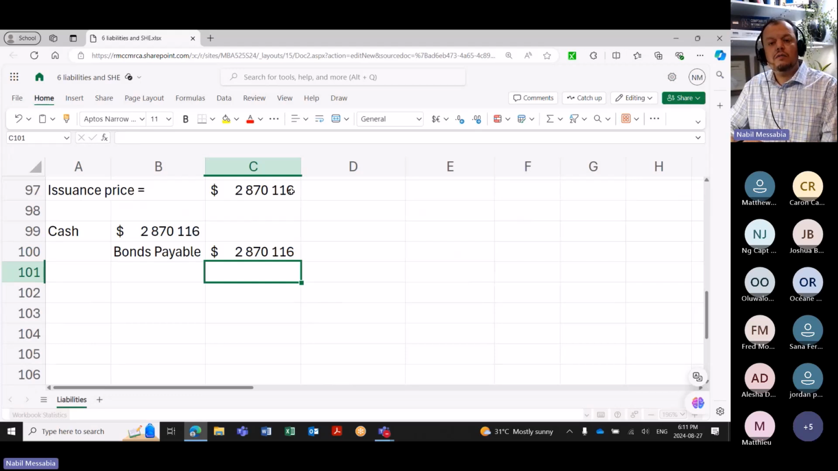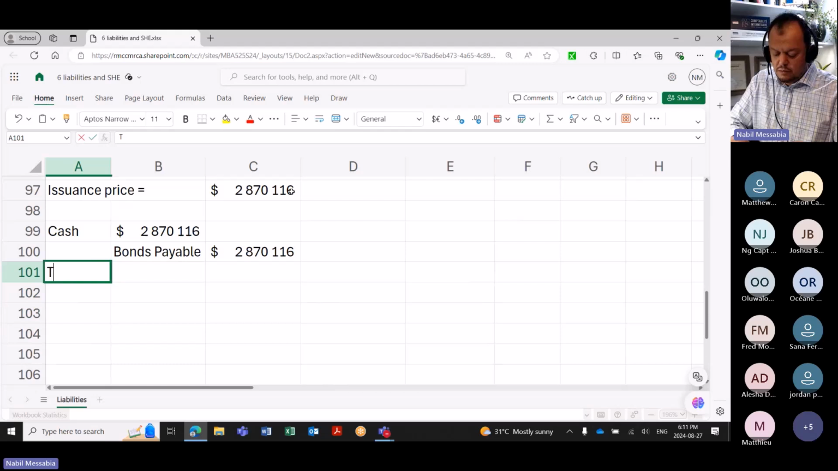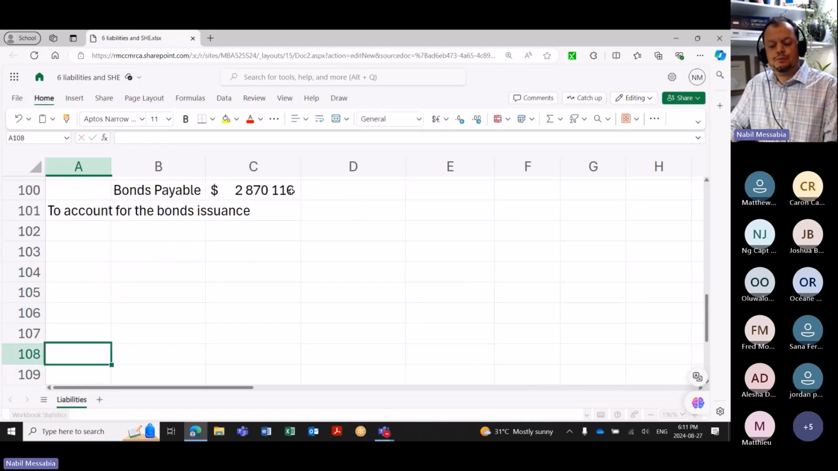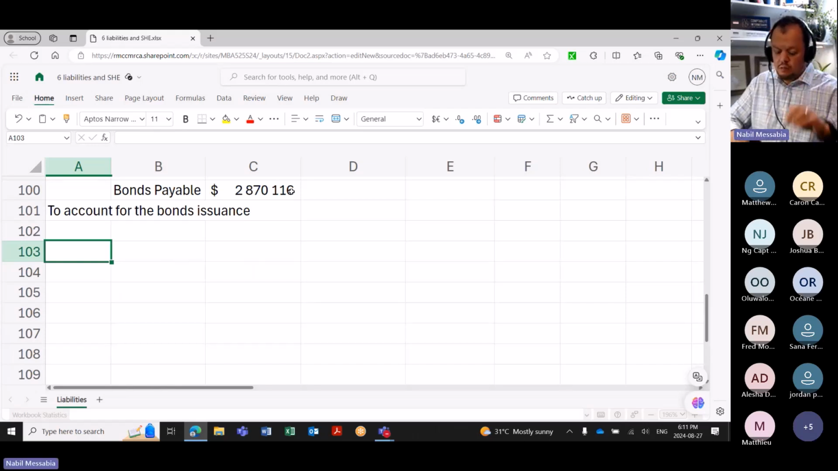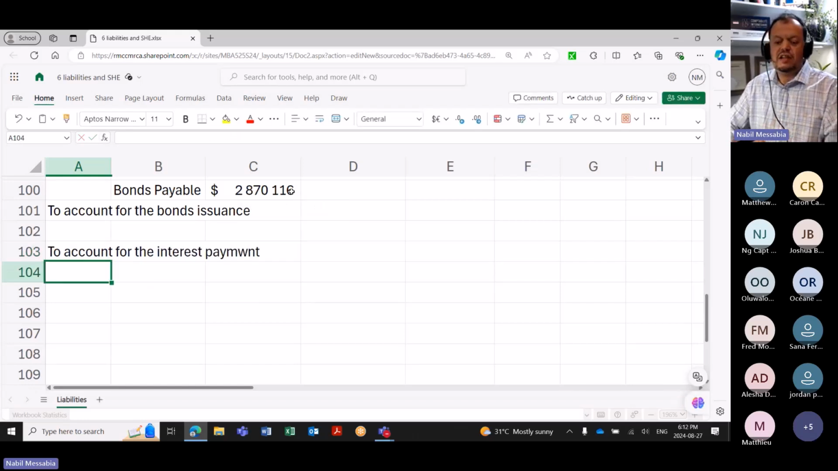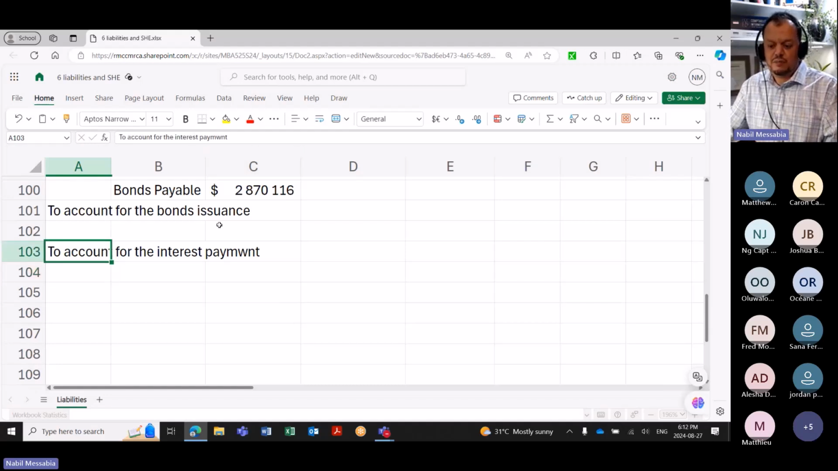How about now the cash payment, the cash interest payment? Each time I pay the interest, how is the accounting for? This is to account for the bonds issuance. Now, what should I do to account for the interest payment? Here we have a dilemma. We have a small problem here.